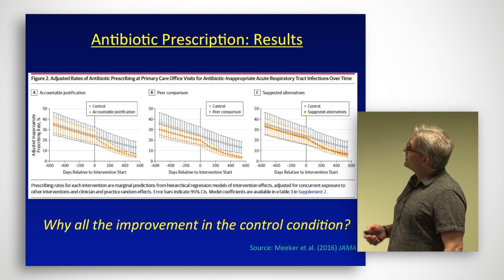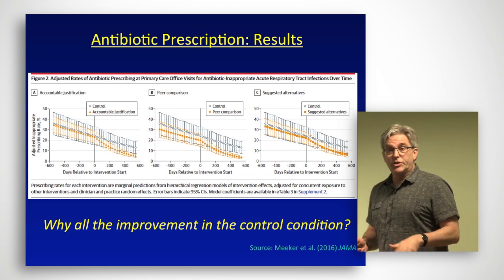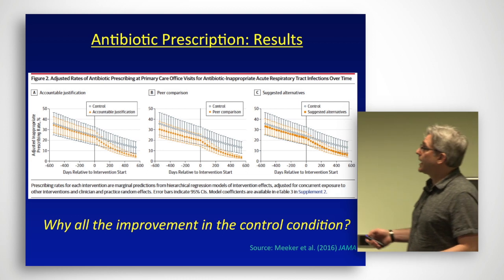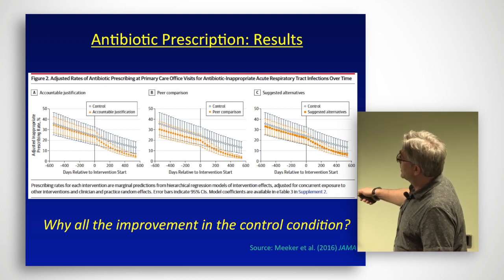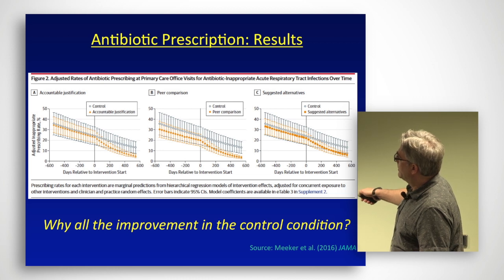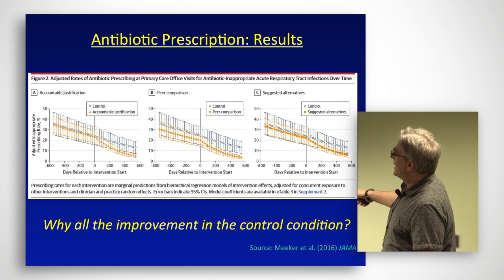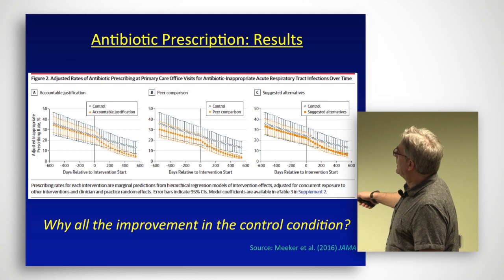Well, cutting to the chase, this is a paper that was published last year in JAMA, the Journal of the American Medical Association. And what you see here is each of these conditions. Here's the control condition. Everybody's going down, and I'm going to get to that in a minute. The accountable justification worked quite well. The peer comparison worked even better.